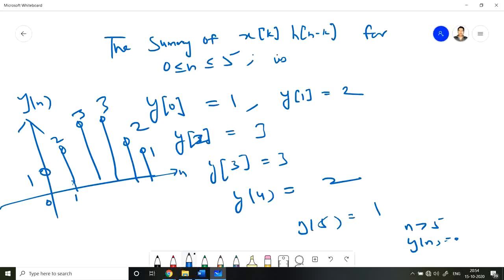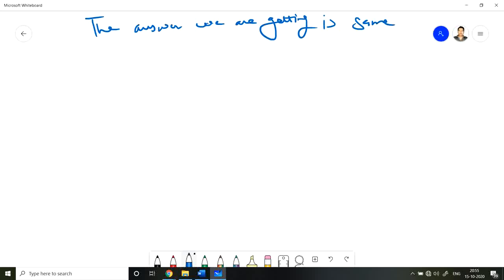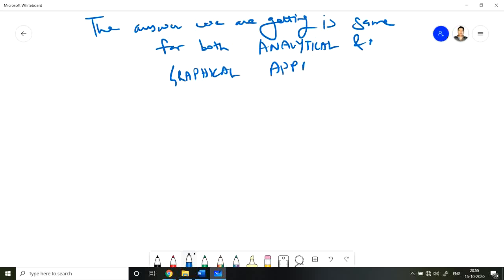Now we can see that the answer we are getting is the same for both the analytical and graphical approaches. The answer is the same for both approaches.